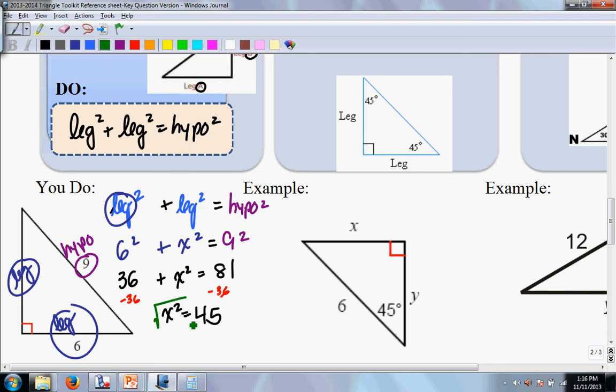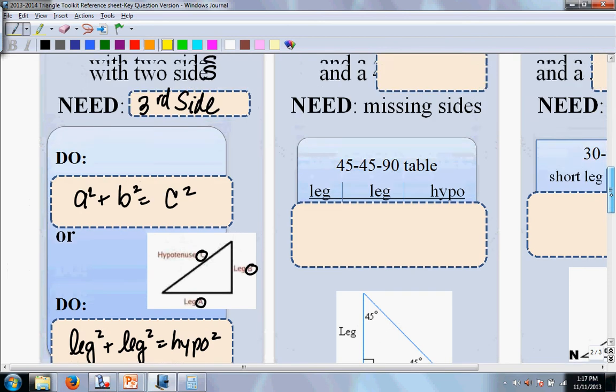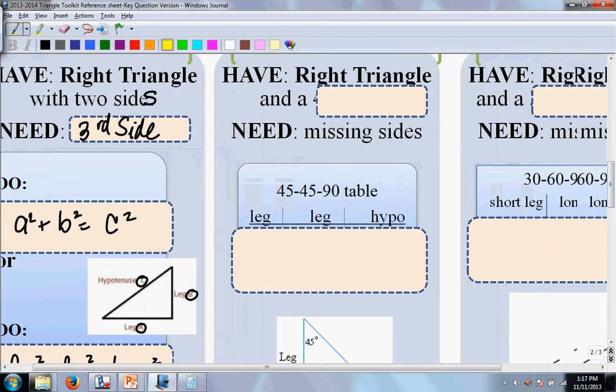So we're going to do the square root of both sides to backtrack it. Square root of 45, that's going to be 5 times 9. And then this is 3 and 3. The 3's come out. So my final answer is 3 square root of 5. That is the length of my hypo. You use the Pythagorean theorem when you have two sides and you need a third side.